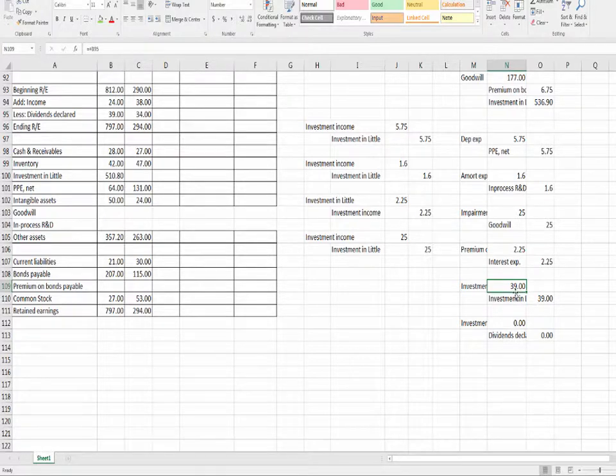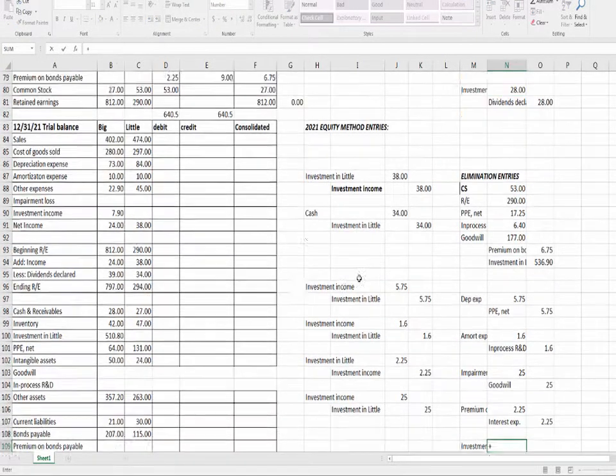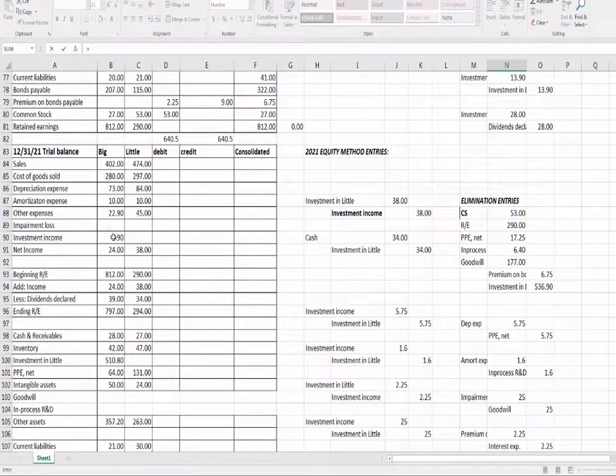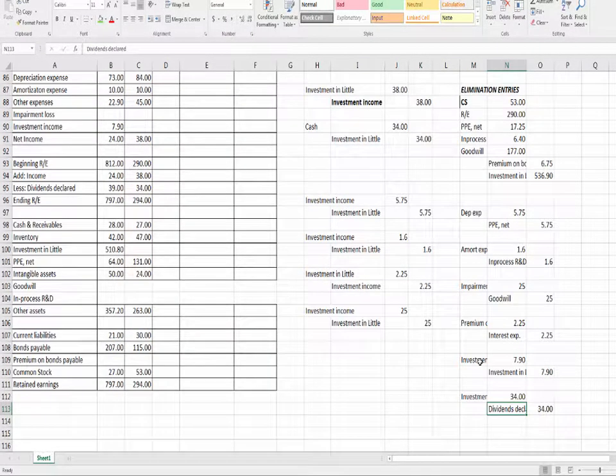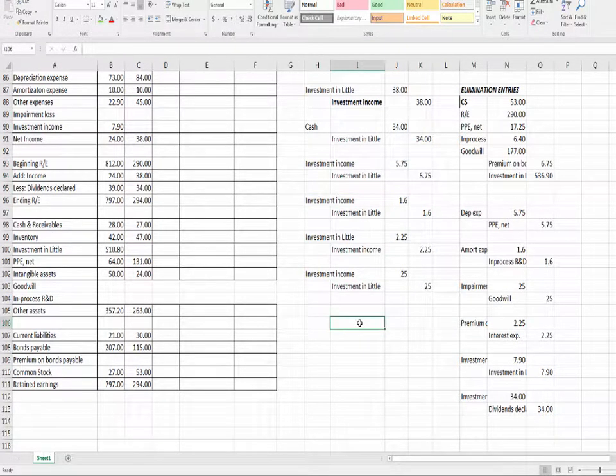Our investment income, again, whatever is on the trial balance as investment income, $7.90. And then finally, eliminating the dividends declared, plus 34. Again, just to make sure, let me go ahead and scooch this up a little bit. Just to make sure we're on the right track with the equity method entries.